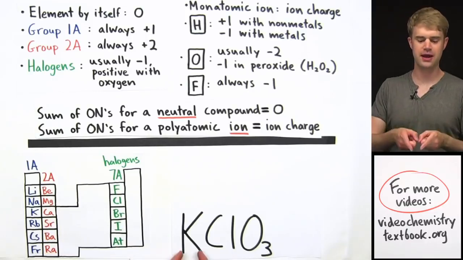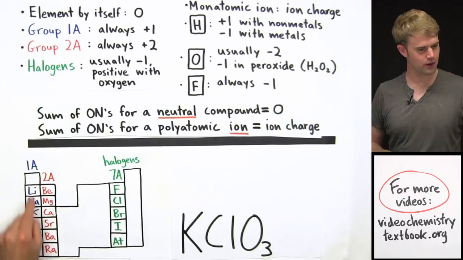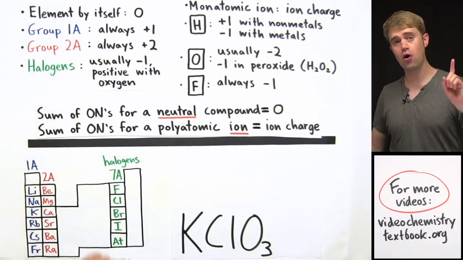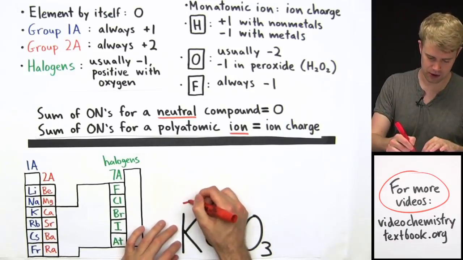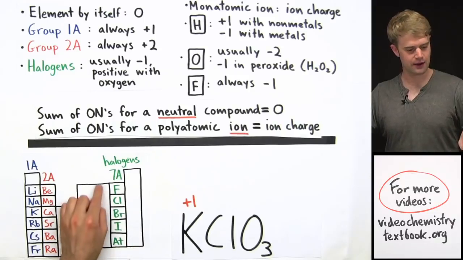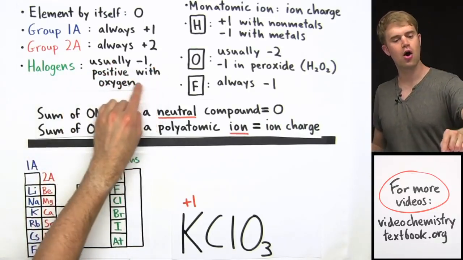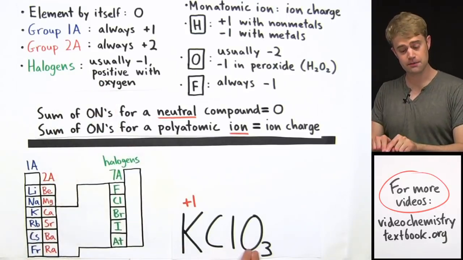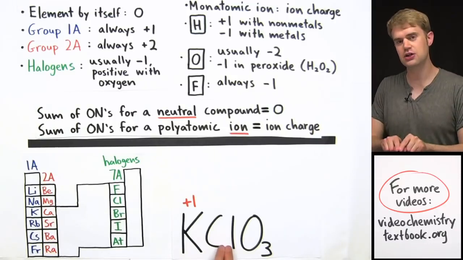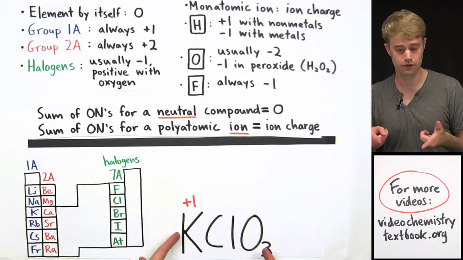KClO3. We'll start with K. K is potassium. It's right here on the periodic table. It's in this column, which is group 1A. Members of group 1A always have an oxidation number of +1. Now we've got Cl. Cl is one of the halogens here in group 7A. The halogens are usually -1, although they're positive with oxygen. Here, Cl is with oxygen. So we know it's going to have a positive oxidation number. We don't know exactly what it's going to be, so we'll have to figure it out using the other information.